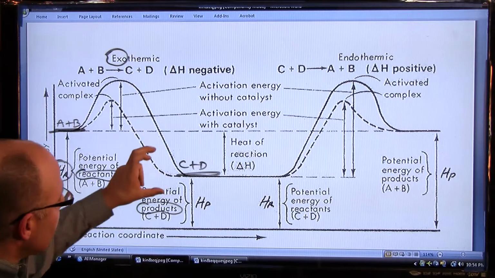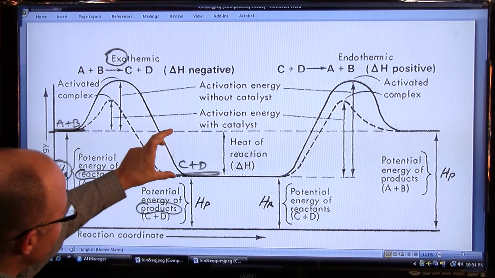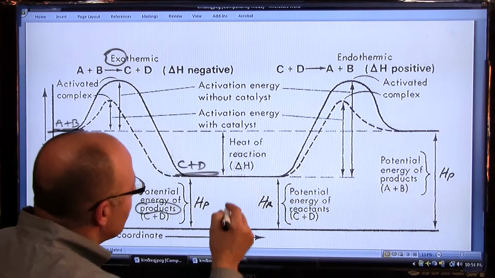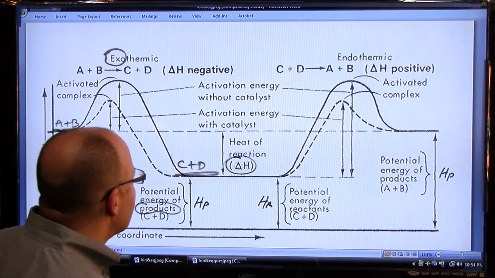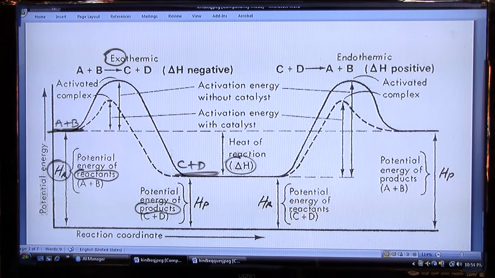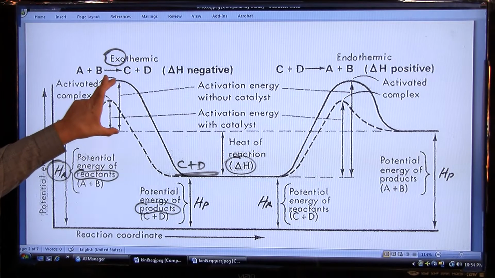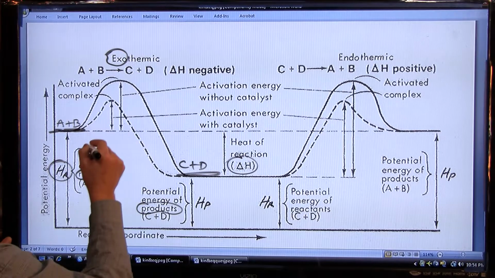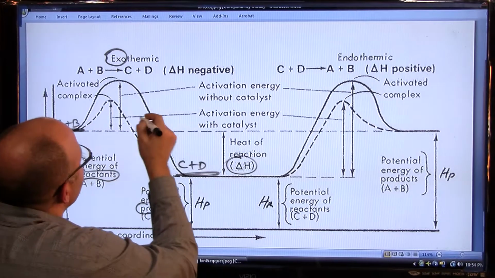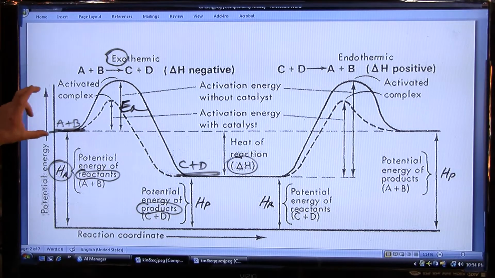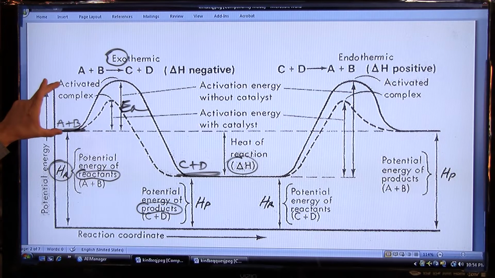And that energy released would be equal to the difference in energy between the products and the reactants. And that's what this interval here is, called the delta H, or the heat of the reaction. All right, another interval you should note is this interval right here, which is the activation energy, the startup energy. And that would be your E of A, the energy of activation. And it's the energy that the reactants need to be boosted with to reach the top of this hill here.